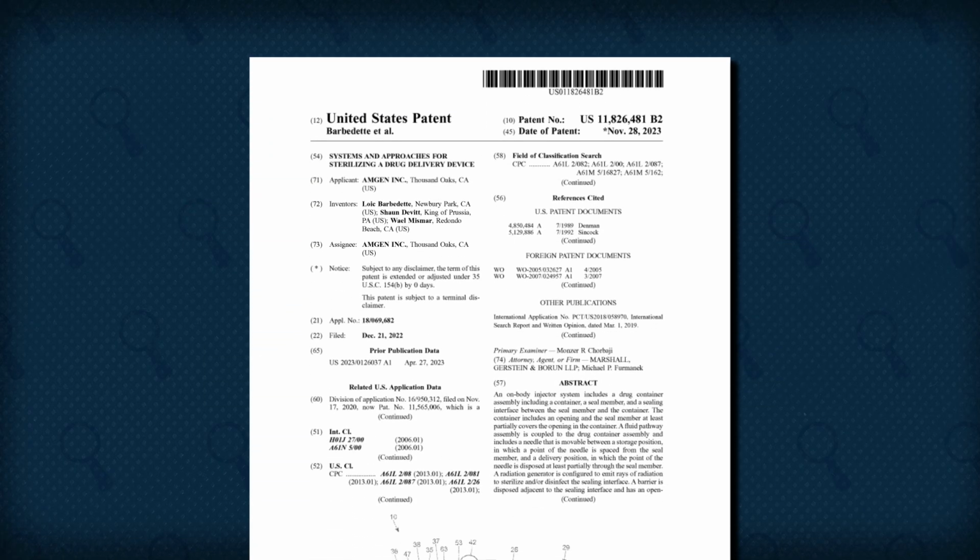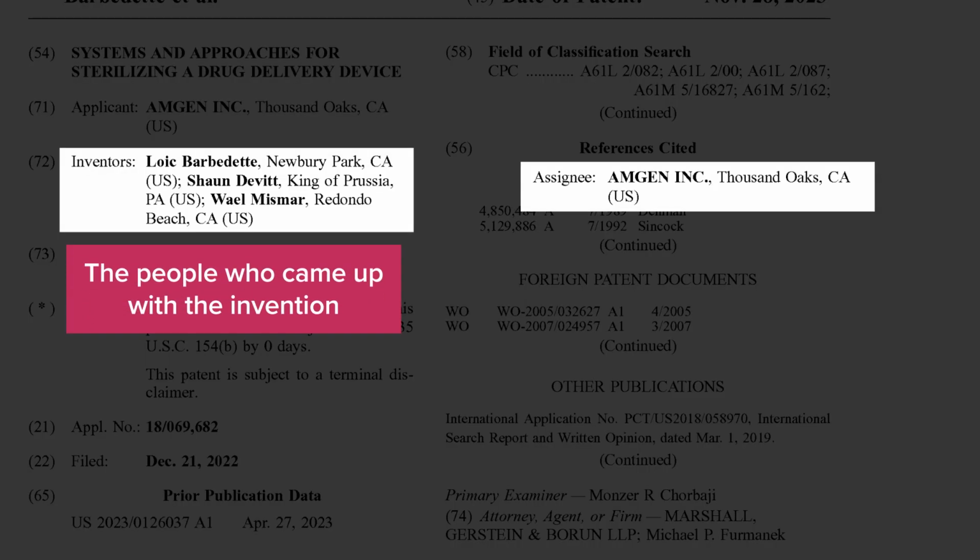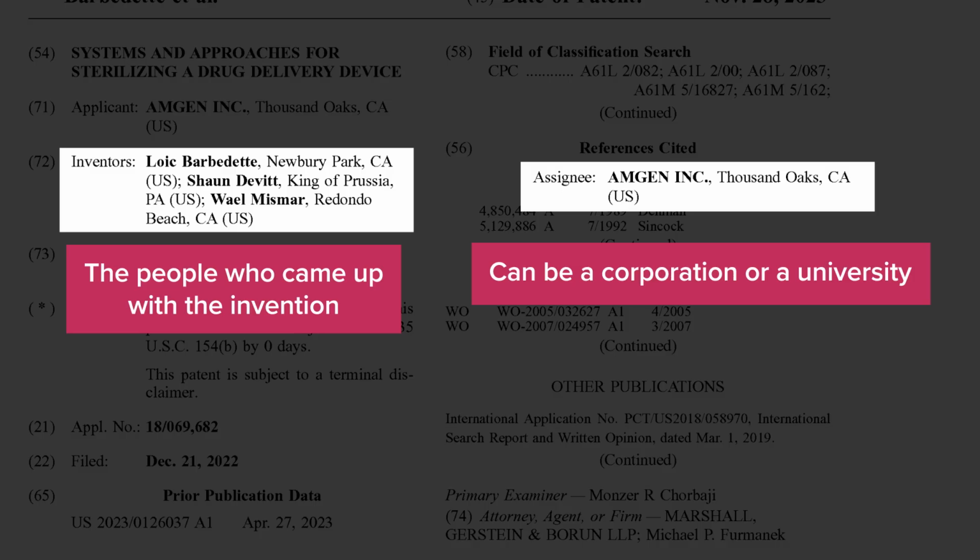Now let's take a look at the first page of the patent. There's a lot of information packed in here. First, let's look at the inventors and assignee. The inventors are the people you generally picture when you think of a patent or an invention. They're the people who conceive of the invention. The assignee, on the other hand, is often a corporation. Here it's Amgen, the pharmaceutical company. It might be a university.